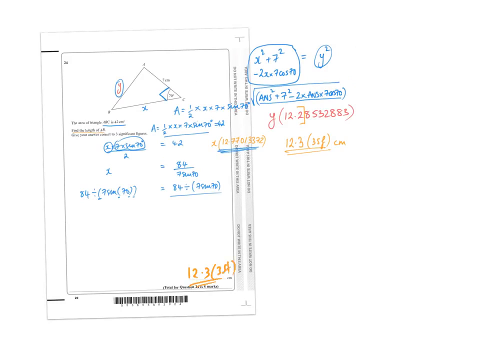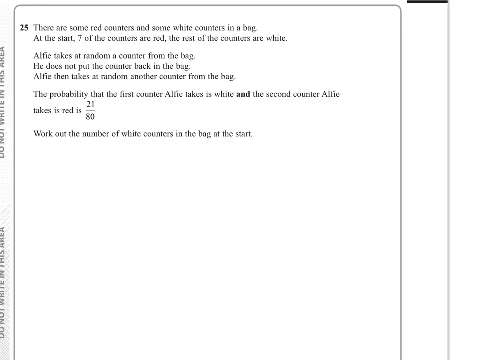Okay, so a bit of area of a triangle, bit of cosine rule, which is really Pythagoras in essence, but the angle's not 90, it's just a different angle. So that's question 24. Question 25.